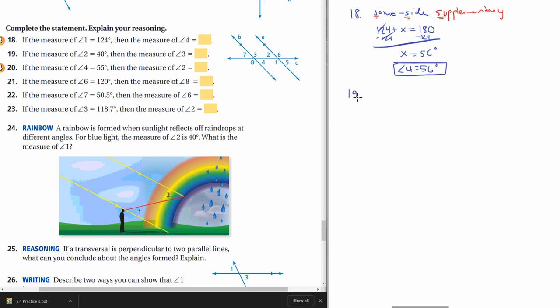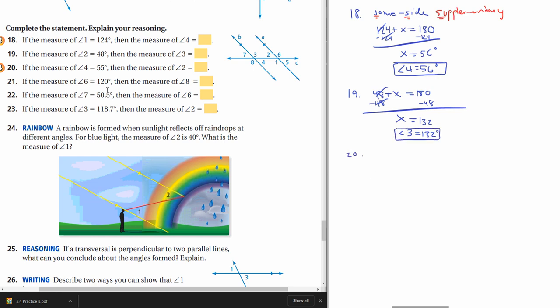All right, number 19. It says if the measure of angle 2 is 48 degrees, then what's the measure of angle 3? Well, this is, again, same side interior angles. They're on the same side of the transversal. They're inside the parallel lines, so they're also supplementary, same side supplementary. So here they have to add to 180. I'm looking for the measure of angle 3 when 2 is 48, so 48 plus some other measure for angle 3 should give me 180. Subtract 48 from both sides. I get x equals 132. So the measure of angle 3 is 132 degrees.